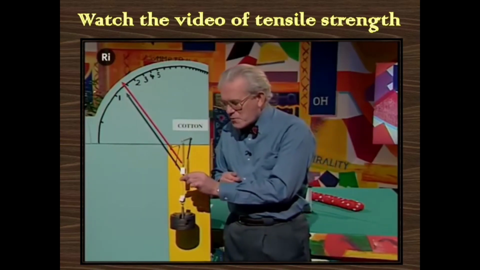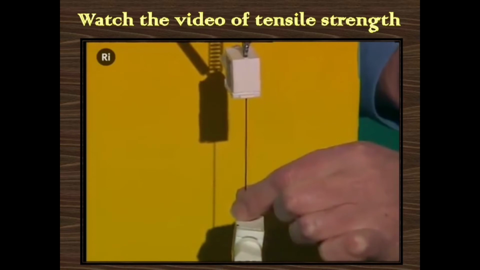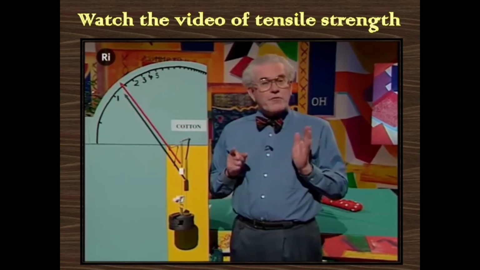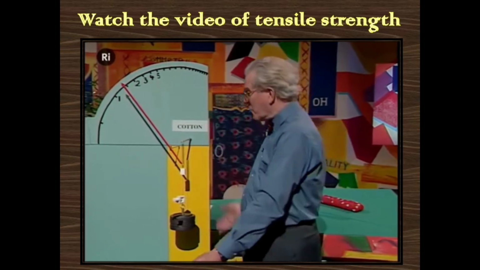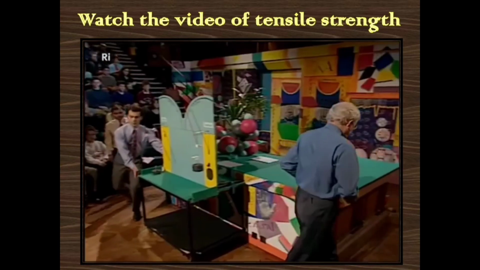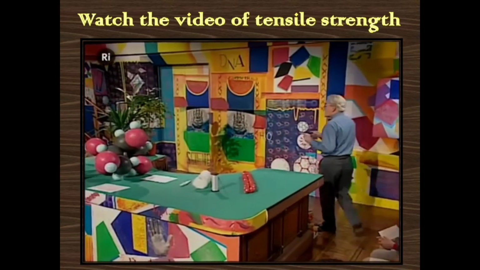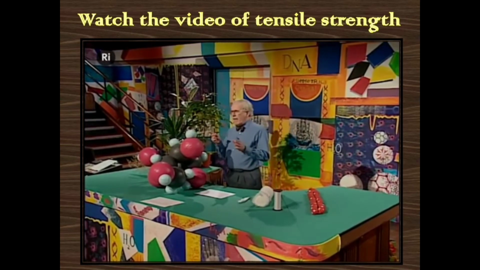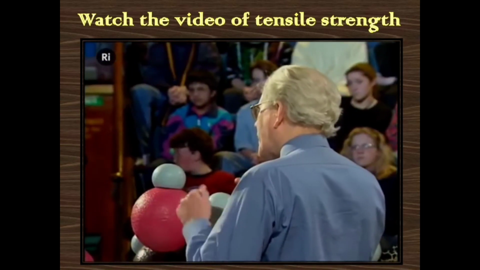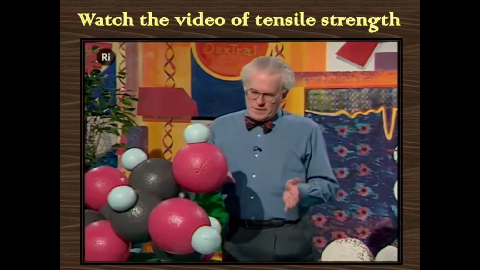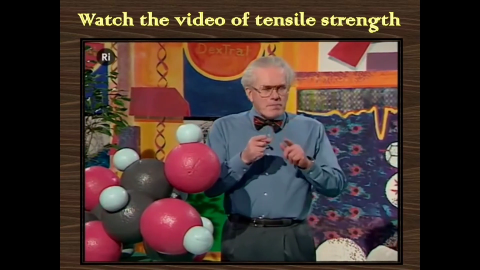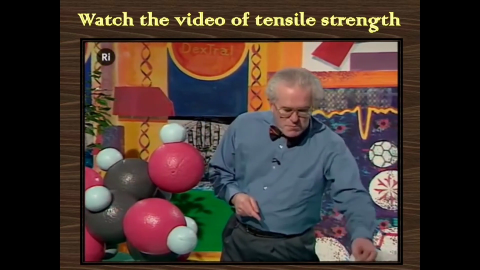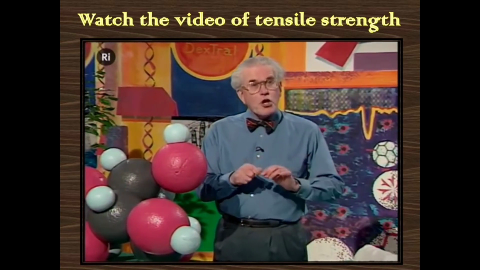So there must be something special happening in this cotton thread to make it so strong. And if we're going to find the reason for that, we must go to the molecular level. If we want to understand phenomena, we must go to the molecular level. Chemistry. Now I remember that I said that this thread was made up of glucose units all stuck together.